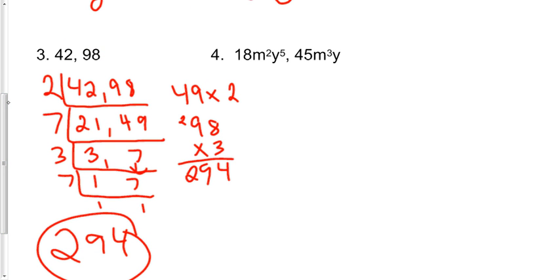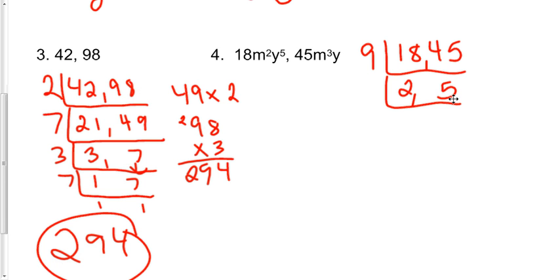And finally, for 18m squared y to the fifth, 45m to the third y, again, I'm going to look at my coefficients, take the LCM of my coefficients. What goes into 18 and 45? 9 does. 9 goes into 18 twice, into 45 5 times. And then I see that these have no common factors except for 1, so I'm going to divide each of them. 2 goes into 2 once. It doesn't go into 5, so I bring it down.